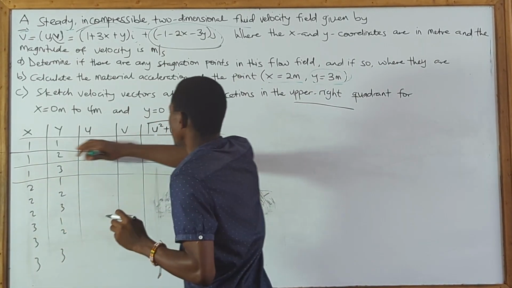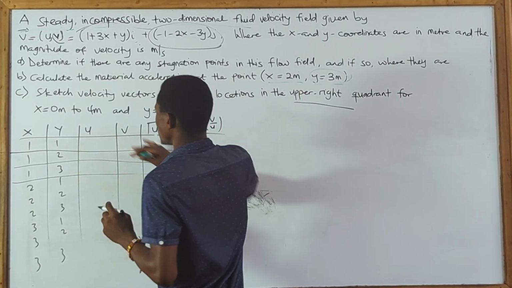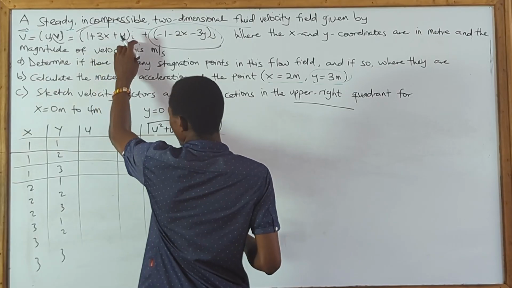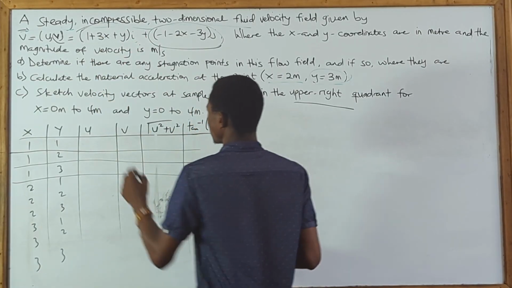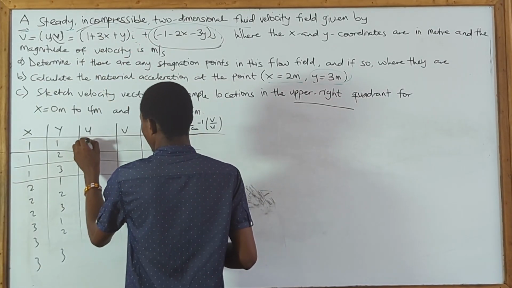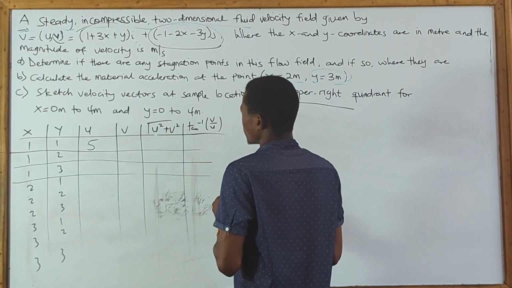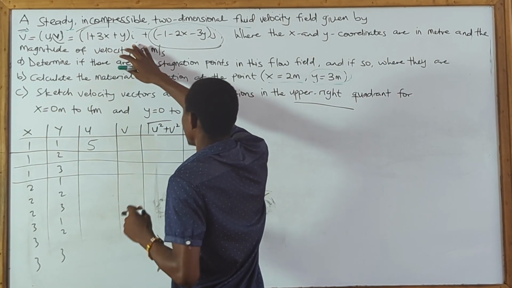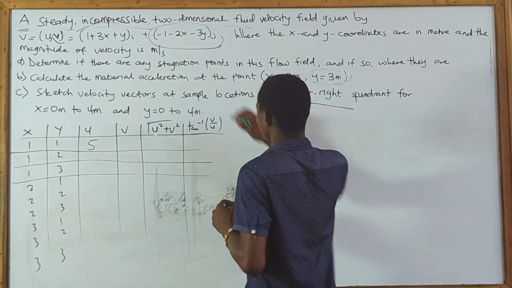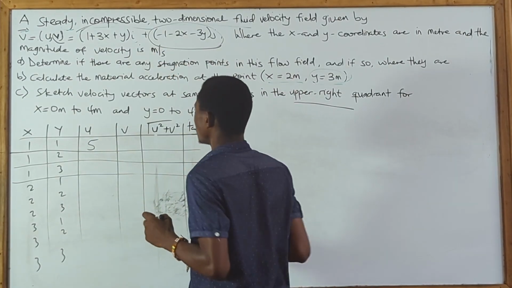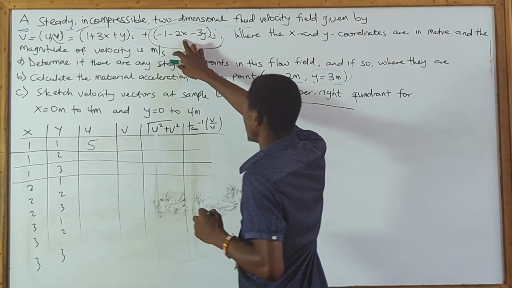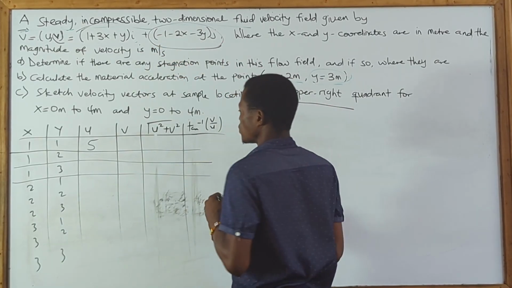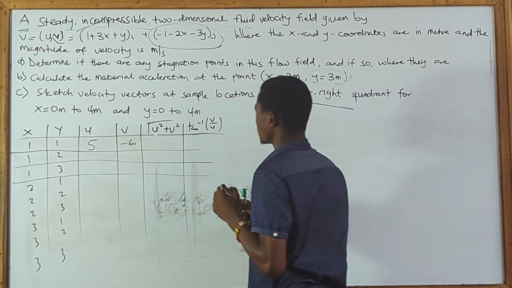So let's tackle the first box. Let's tackle the u side. So we have 1 here, 1 here, which is going to give us 5. If you put 1 in this, and the same 1 here, it's going to give us a sum of 5. So that's our u. Then for our v, we put 1 here, which is going to give us -3 minus 3. That's going to give us -6.